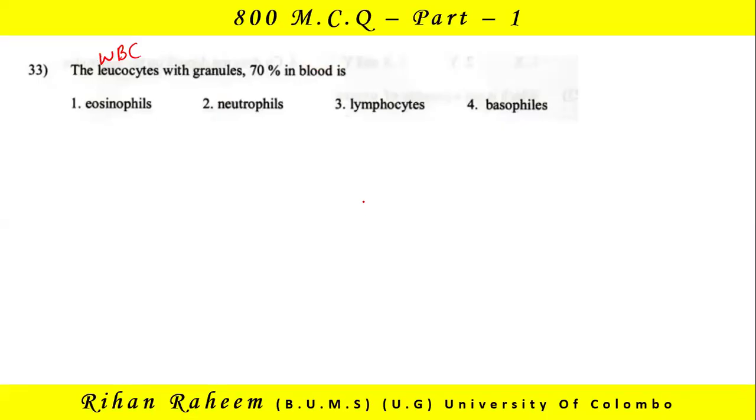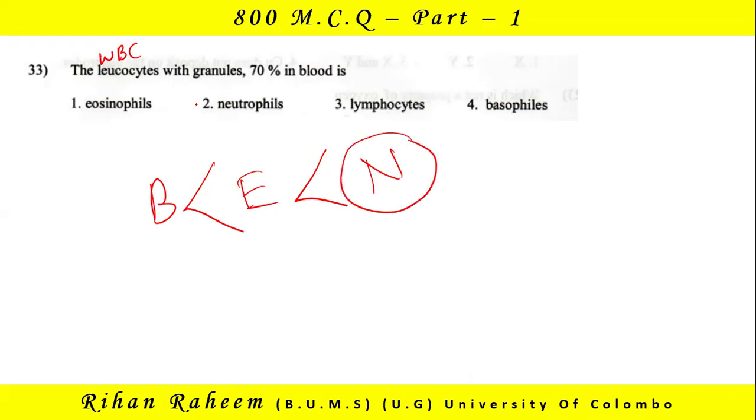There, it's like this. BEN is there, no? Normally, they are the highest. Out of that, neutrophils are the highest. So here you can go for the answer, neutrophil. If you don't know this concept, just write it as BEN. N is highest, then E, then B. That was the 33rd one.